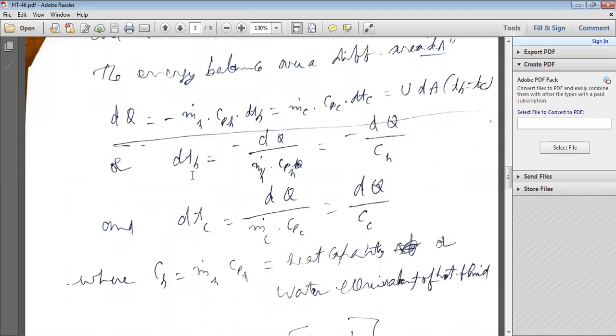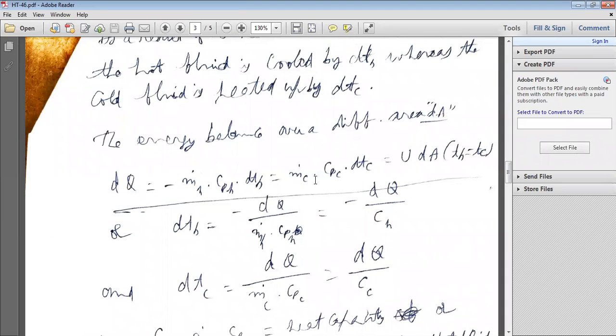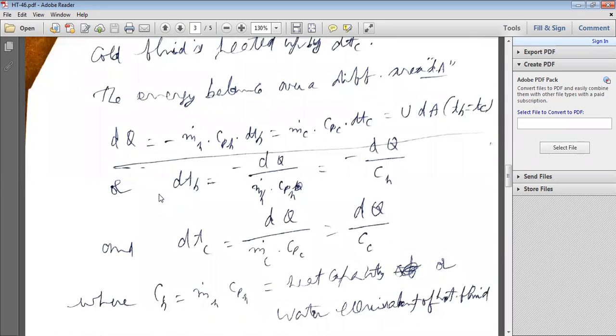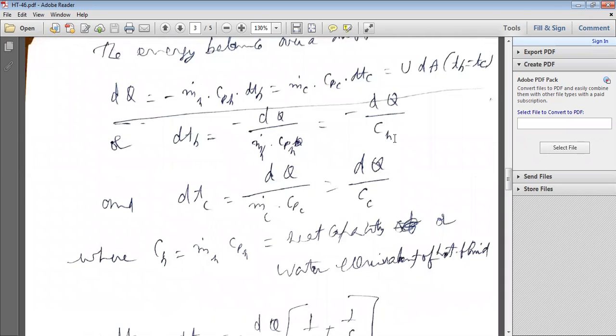Similarly, from this relation, dq is equal to m dot c into Cpc into dTc. From that, dTc is equal to dq by m dot c into Cpc, which is equal to dq by capital CC, the heat capacity of the cold fluid. Where capital CH is equal to m dot h into Cph.